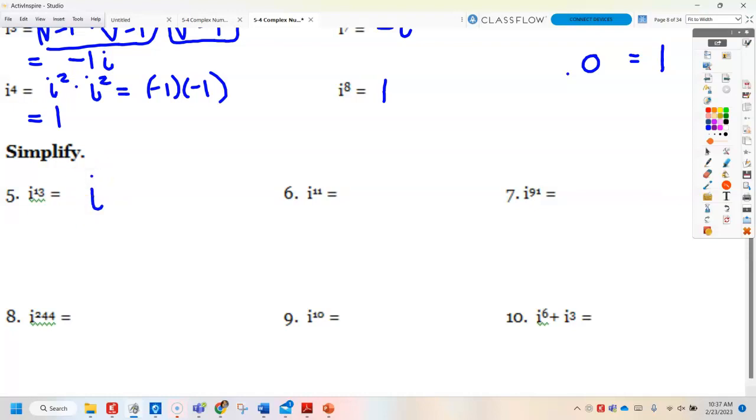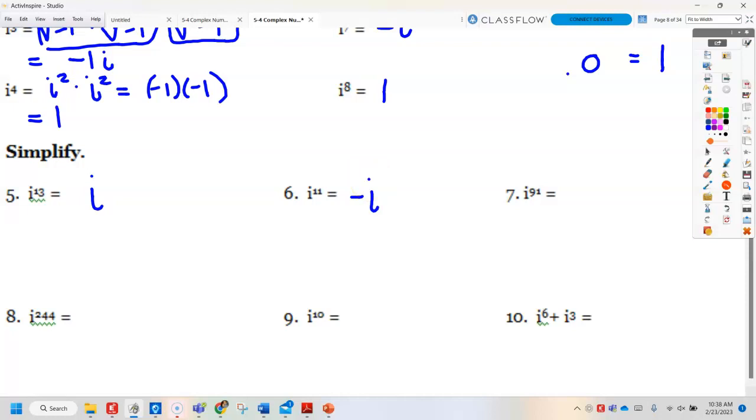If you took 13 and divided it on your calculator, you would get 3.25. A decimal remainder of 0.25 also tells you you're at i. 11 is 3 after a multiple of 8. So it's 8, 9, 10, 11. That tells me i cubed. i cubed is negative i. If you divided it, you get 0.75.